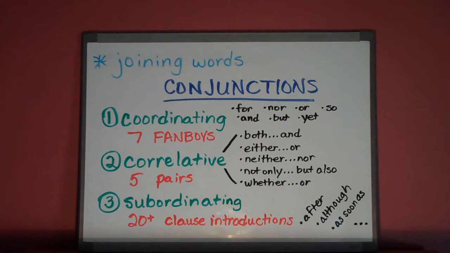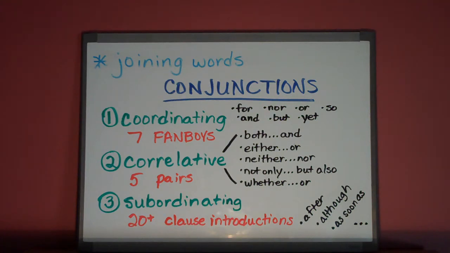Some teachers use a device called an acronym to remember the 7 common coordinating conjunctions. The acronym is FANBOYS. F stands for the conjunction for. A stands for the conjunction and. N relates to the conjunction nor. B is equal to the conjunction but.